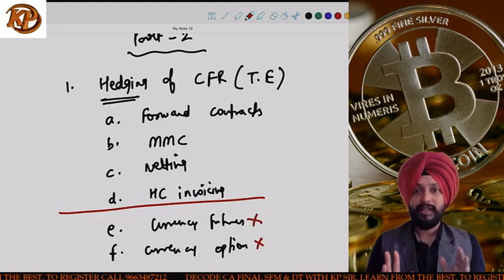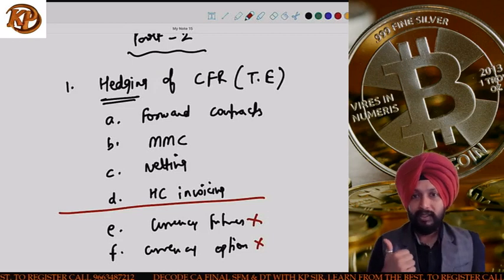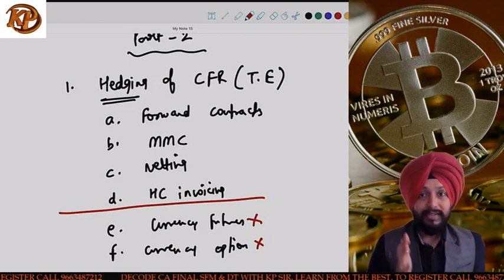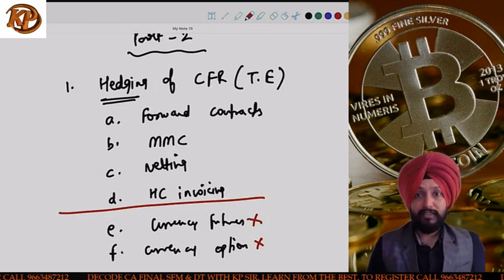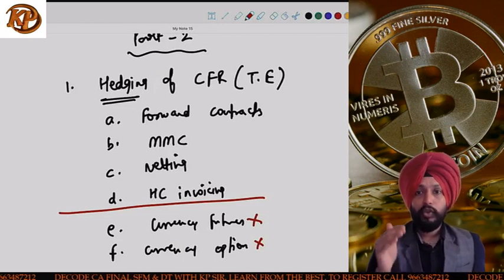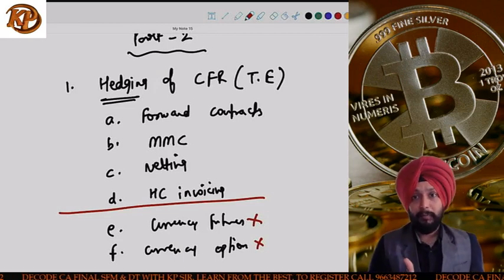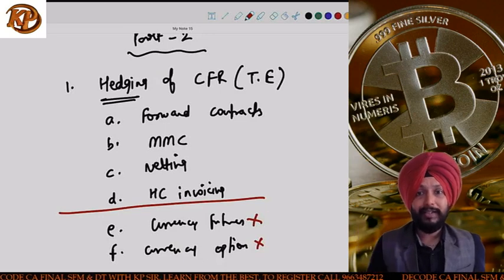What are those 2 circumstances, guys? Number 1, same currency I should have payable and receivable. And number 2, we should have same maturity for payable and receivable. Only then netting has to be applied.